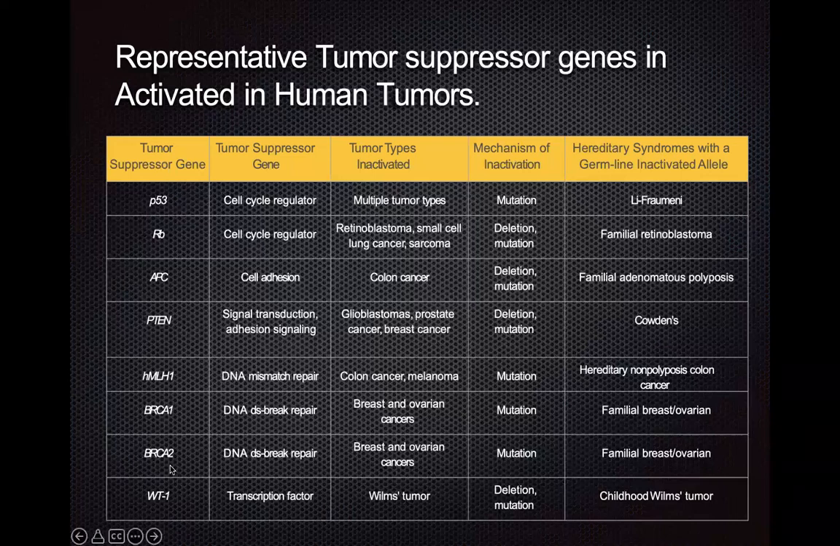Like BRCA1 and BRCA2 are involved in DNA double-strand break repair, and they are inactivated in tumor types such as breast and ovarian cancer. They prevent the cells from turning into cancer cells, but when they get inactivated by mutations, it leads to familial breast or ovarian cancer.